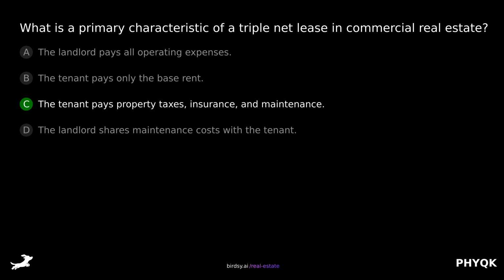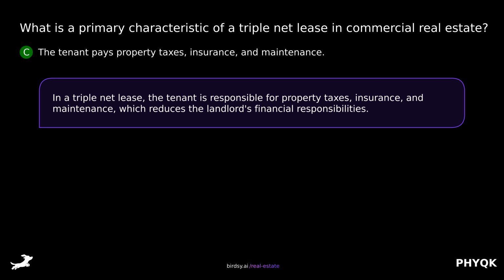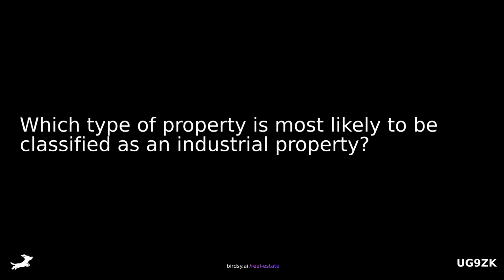The answer is C, the tenant pays property taxes, insurance, and maintenance. In a triple net lease, the tenant is responsible for property taxes, insurance, and maintenance, which reduces the landlord's financial responsibilities. Which type of property is most likely to be classified as an industrial property?